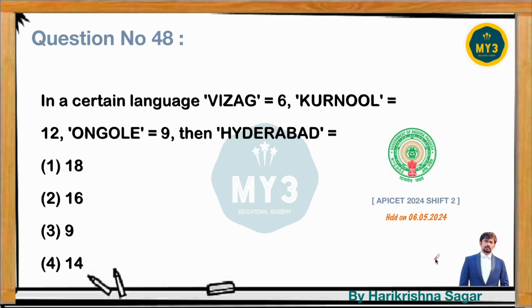If you observe this question, in a certain language, Vizag is 6, Kurnool is 12, Ongole is 9, then Hyderabad is what? So we have a few references. We'll observe the references to understand this logic. Vizag is 6. Why is Vizag coded as 6? I thought maybe they have taken the number of alphabets. Vizag has how many alphabets? 5 alphabets, but they have taken it as 6. Maybe they increased one.